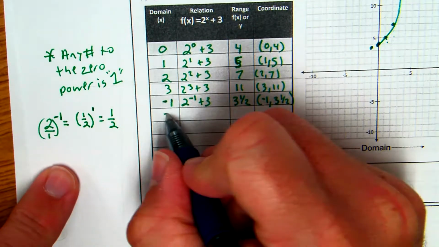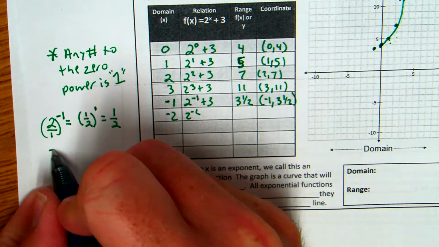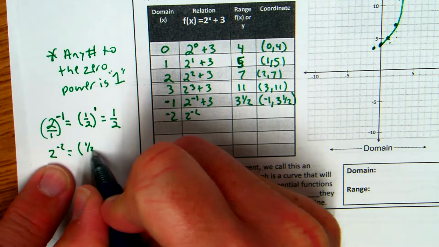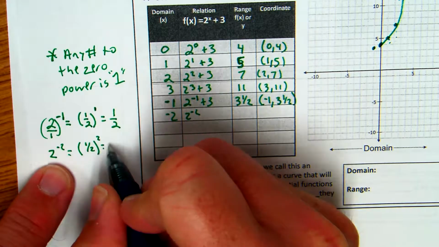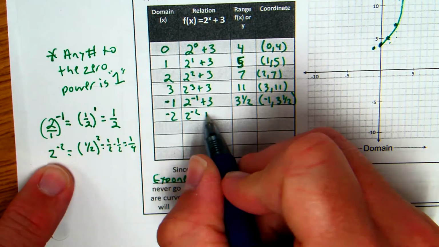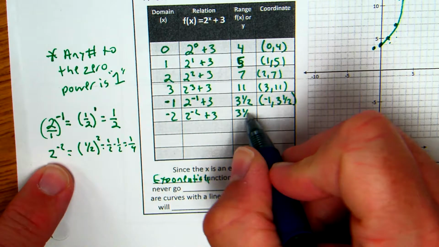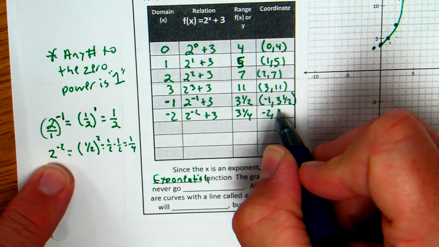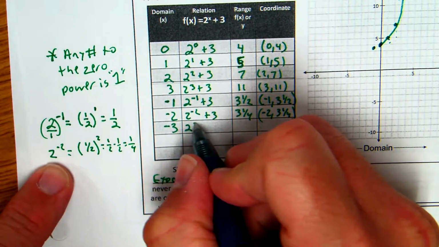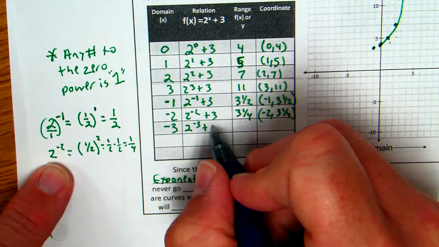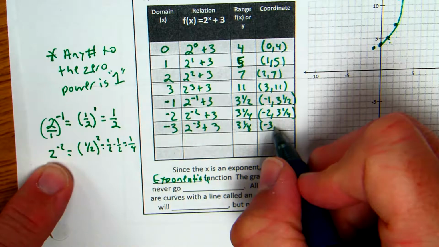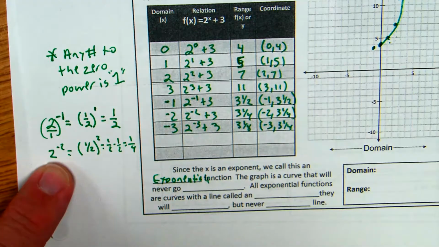Let's do the next one, negative 2. If I have a 2 to the negative second power, the negative sign says once again to use the reciprocal. This time it's 1/2 squared, which is 1/4. 1/4 plus 3 is 3¼. You get negative 2, comma, 3¼. And I'll go ahead and do negative 3. I'll leave it to you on your own to realize that that is 1/8, which makes this 3 1/8. Negative 3, comma, 3 1/8.